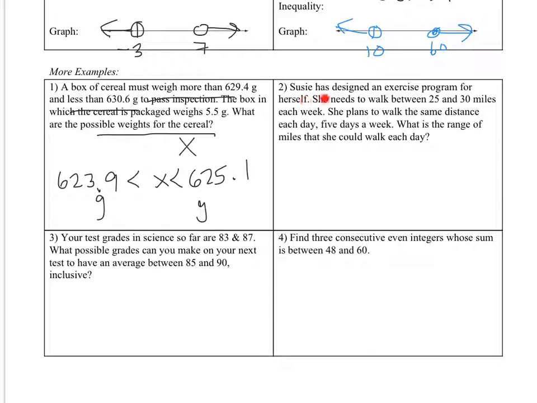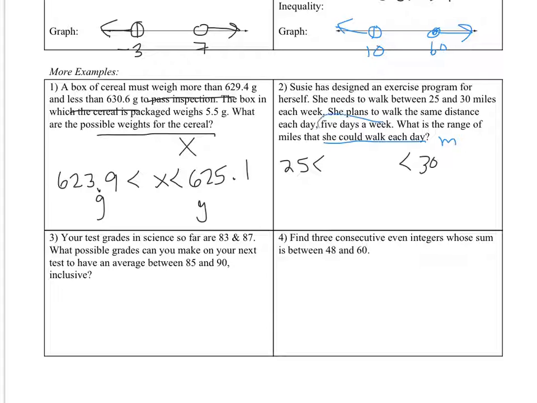Okay, number 2, Susie has designed an exercise program for herself. She needs to walk between 25 and 30 miles each week. So we know we're going to have a between situation of 25 and 30 miles. In between means not including. She plans to walk the same distance each day, 5 days a week. What is the range of miles she should walk each day? Miles she should walk each day is m.